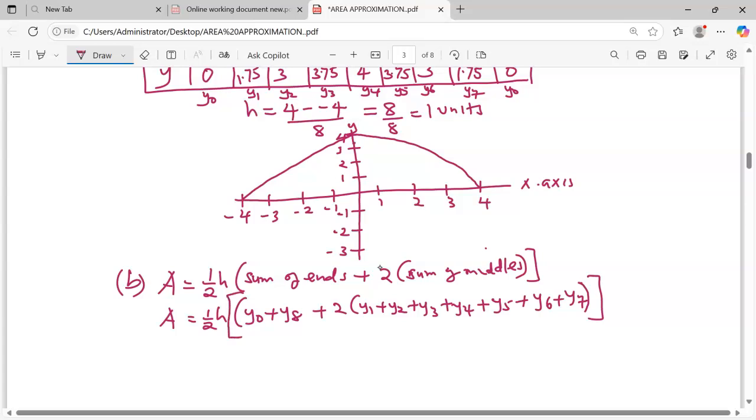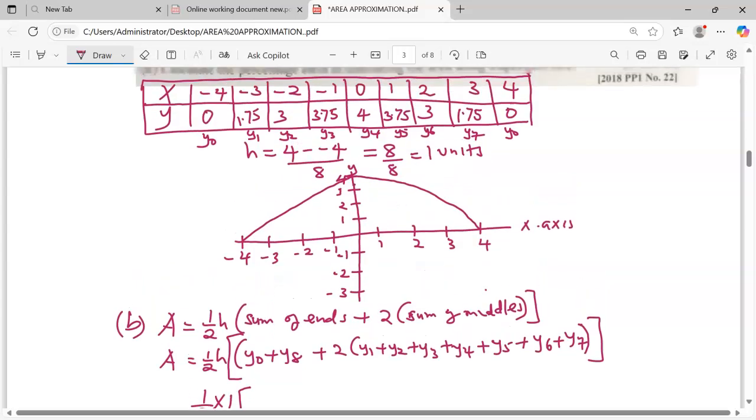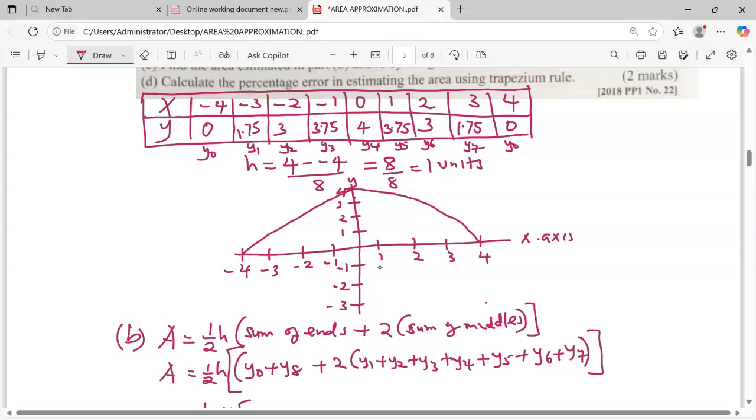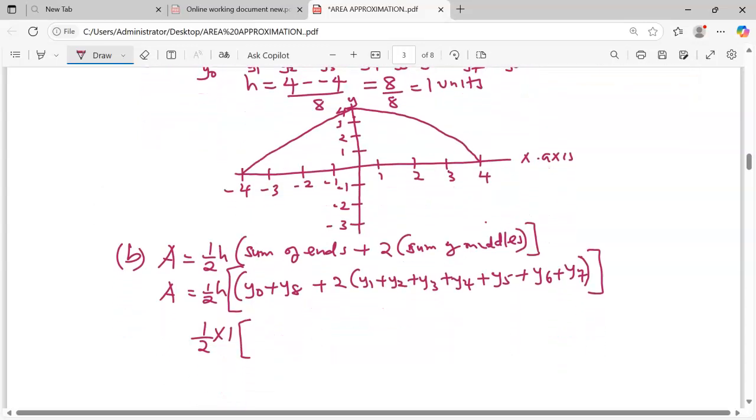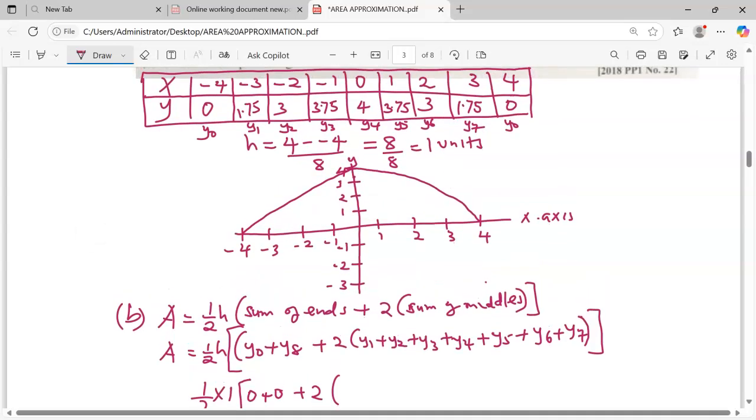Now we can substitute the values. We are going to have half of h. Our height is 1. Then we open the brackets. y0 is 0 and y8 is also 0, so that we are going to have 0 plus 0. Then plus twice into the sum of the middles.